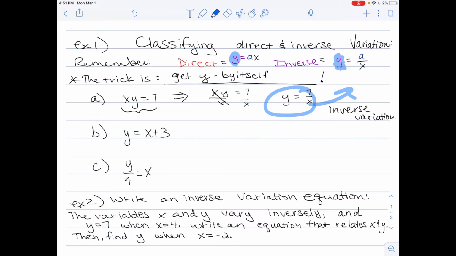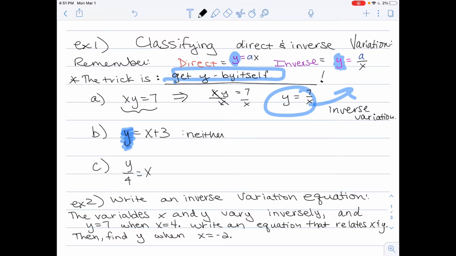Okay, let's look at this one. Again, the trick is to get y by itself. This y is already by itself, and we see it's x plus 3. Well, we're not dividing and we're not multiplying like in direct and inverse, so we're going to call this neither direct nor inverse variation.